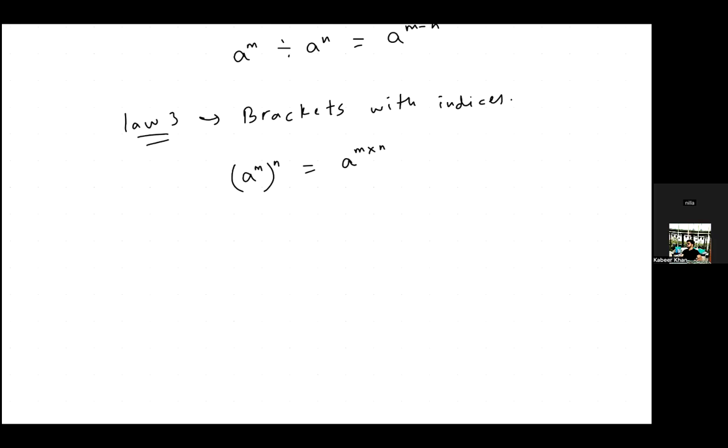Then you have law four, which is called power of zero. So a to the power 0 is 1, Nila. A to the power 0, always remember, is 1. Any number with a power of 0 will be equal to 1.